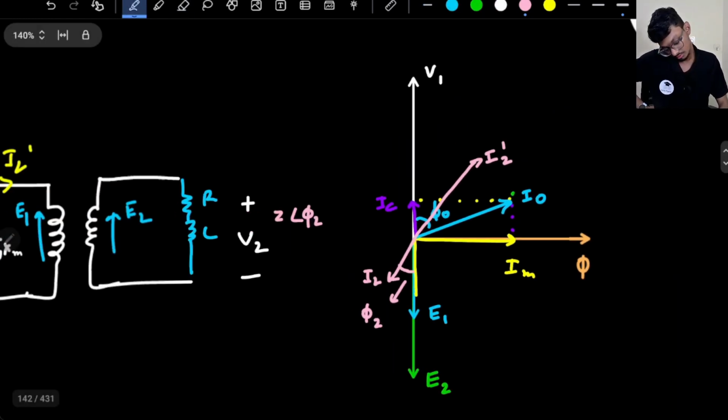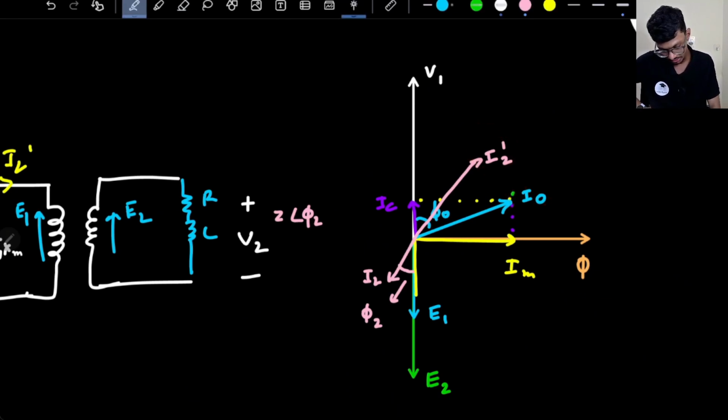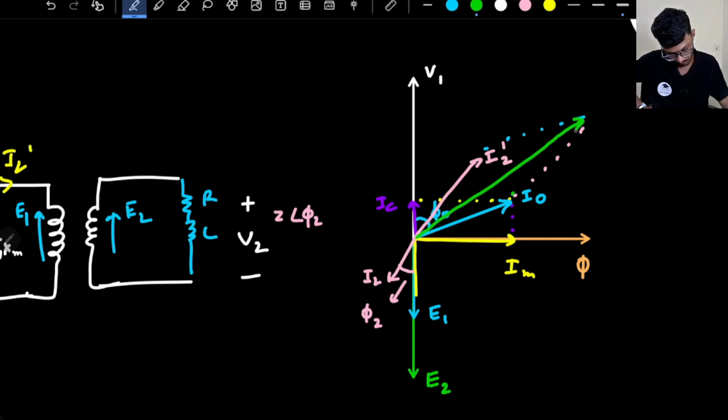Okay, now we will add the two things. So we will add the no load current and the I2 dash. So now this will be here. Okay, so my I1 current will be here. Okay, so this will be my I1 current, and now the phase angle will further increase. If you see, the phase angle has further increased, that is phi 1.